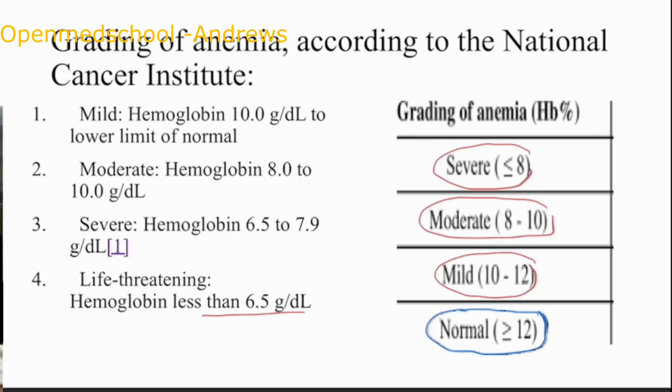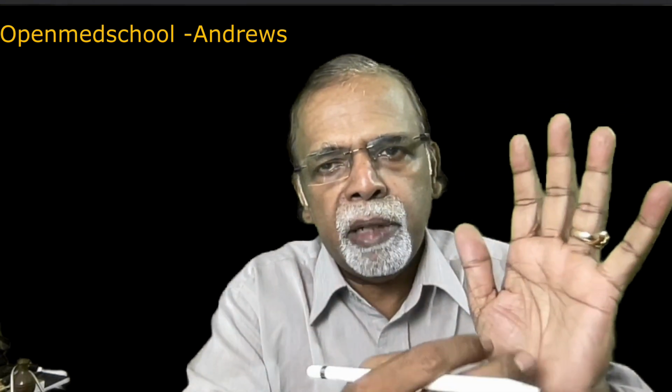There can be mild variation from textbook to textbook. So the minimum thing to remember: normal should be more than 12 grams, mild anemia is between 10 to 12 grams, moderate anemia 8 to 10 grams, and severe anemia less than 8 grams. When you look at the hands, if the palmar creases are the same color as that of the palm, you can say that hemoglobin is usually less than 8 grams.